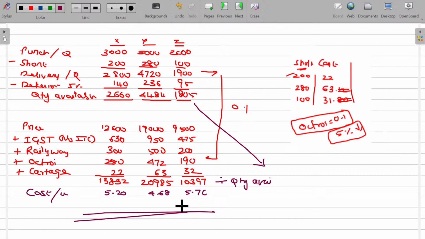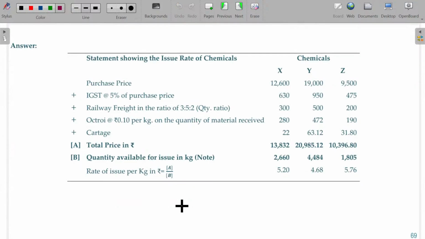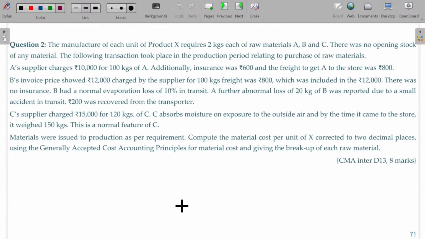Let's now move on to the next illustration. Now, question number 2. This question was asked in the CMA Inter exam, carrying 8 marks.